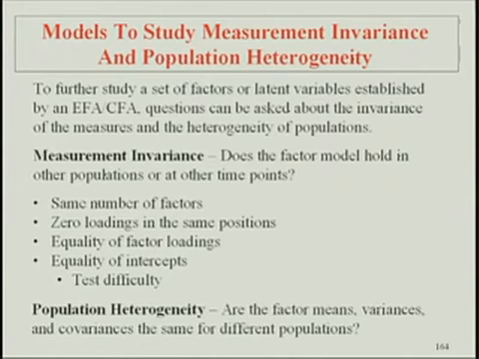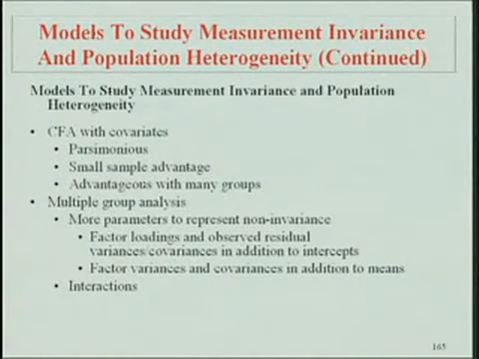And on slide 165, we're saying that there are really 2 major approaches to studying measurement invariance and population heterogeneity. One is CFA with covariates, and the other is so-called multiple group analysis. Of the 2, I would think that CFA with covariates is the easier approach to handle. Multiple group analysis is a little bit harder, but well worth learning.